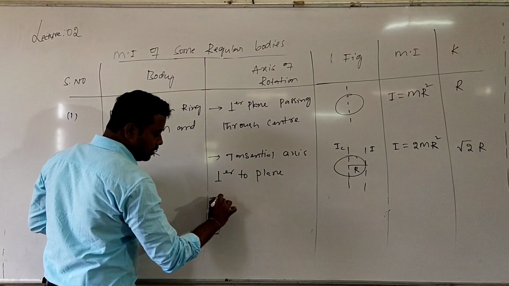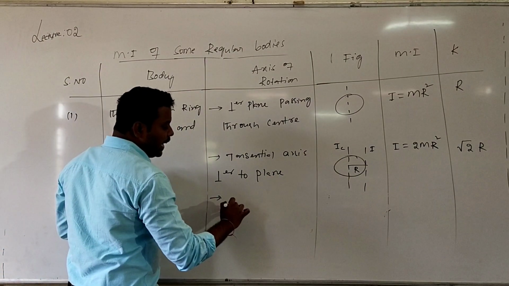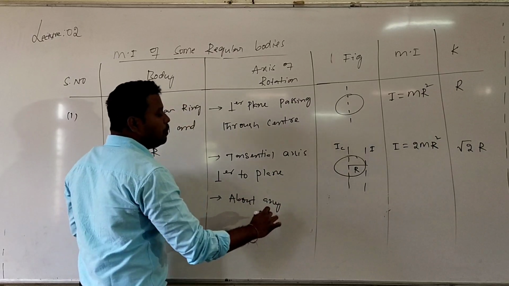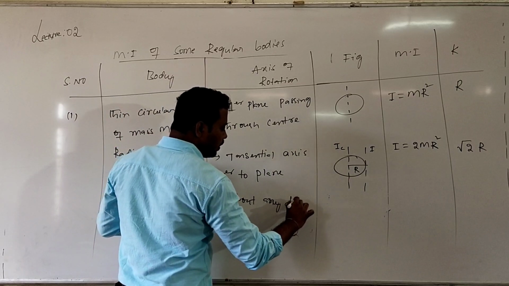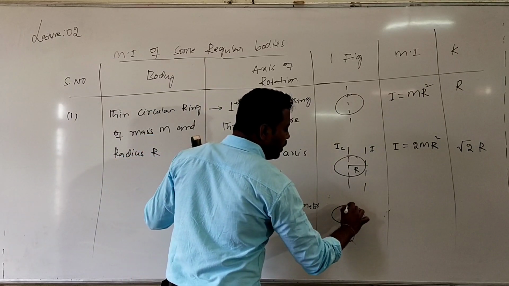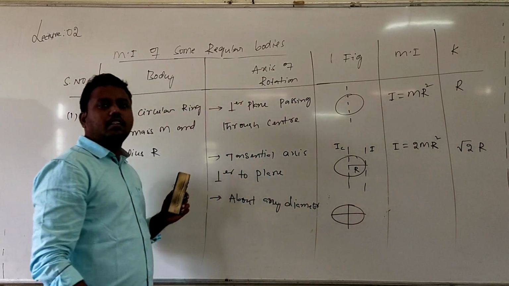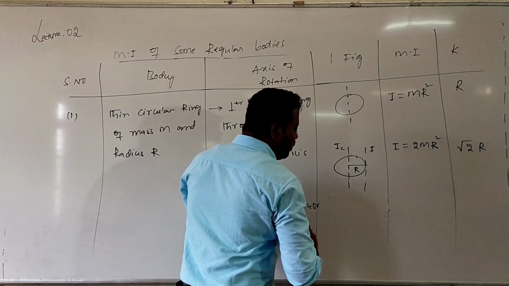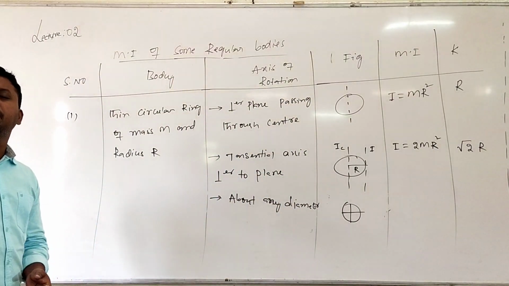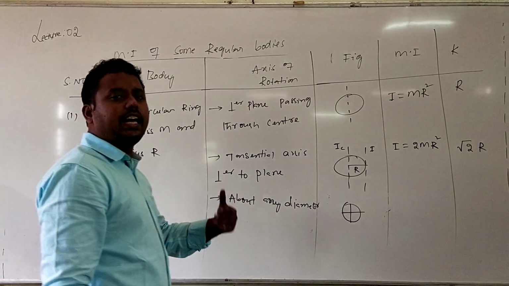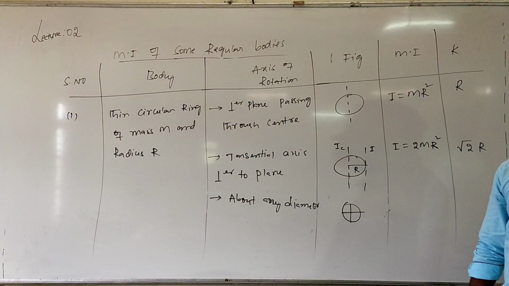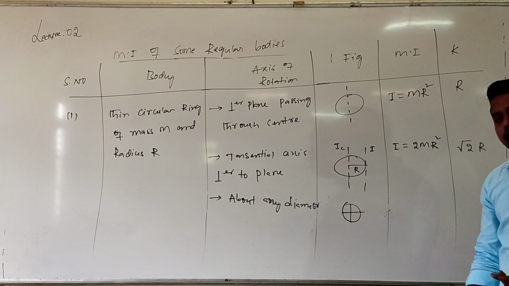Similarly, the third axis is about any diameter. The diameter is also an axis, but what is the difference? The diameter will be there along the circular ring. These two diameters are there, this is one and this is one. One more important point: the moment of inertia about any diameter will be the same because it is a symmetrical shape. For symmetrical bodies, the moment of inertia about any diameter will be the same.